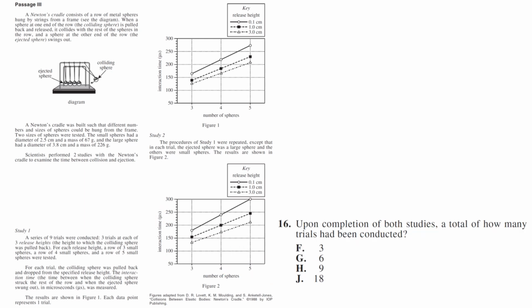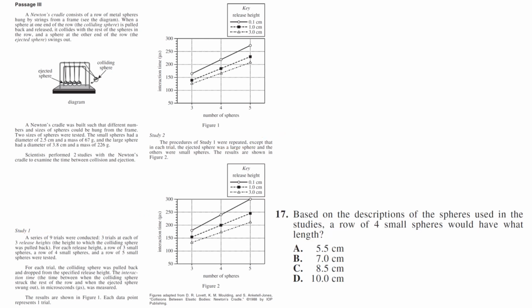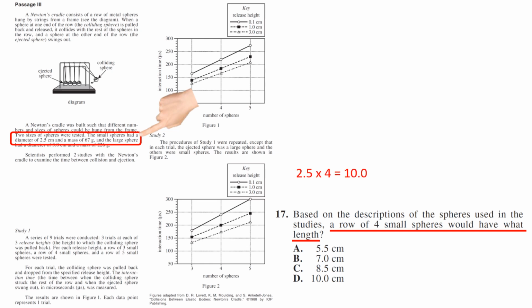Number 16, upon completion of both studies, a total of how many trials had been conducted? So in study 1, we see 9 trials were conducted. In study 2, the procedure was repeated. So 9 plus 9 is 18. Number 17, based on the description of the spheres used in this study, a row of 4 small spheres would have been what length? So it tells us the small spheres had a diameter of 2.5. So we have 4 of those. So 2.5 times 4 is 10. So D.